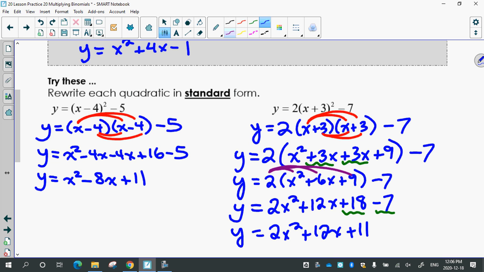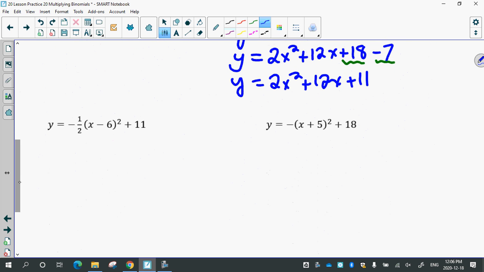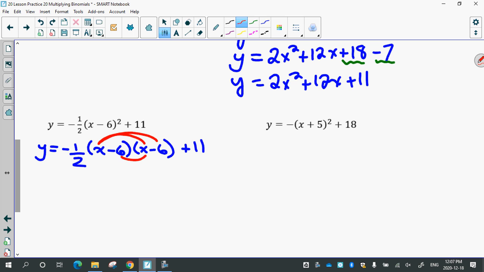Okay. Next one's got negative a half out front. So a little bit trickier, I guess. Still going to write the x minus 6 out twice. And you still want to multiply the binomials together first and leave the negative 1/2 out front.